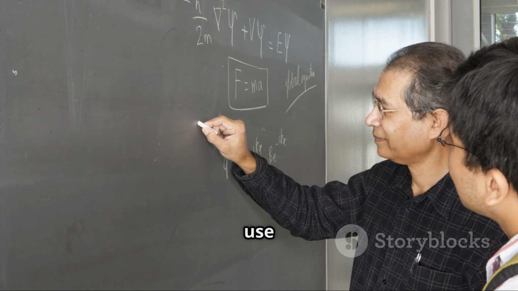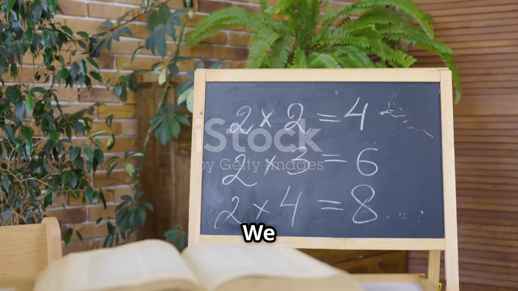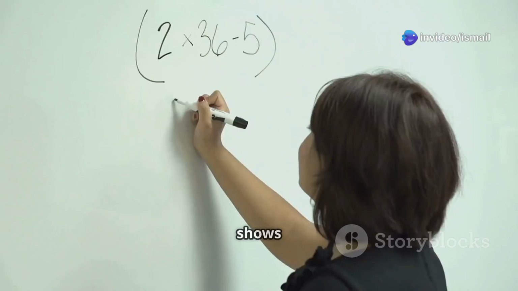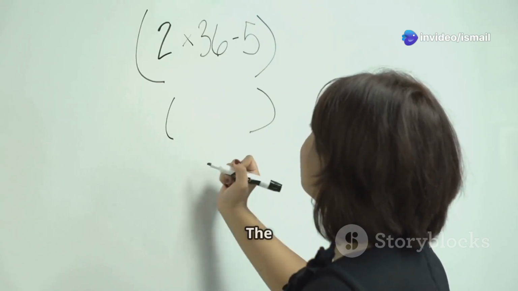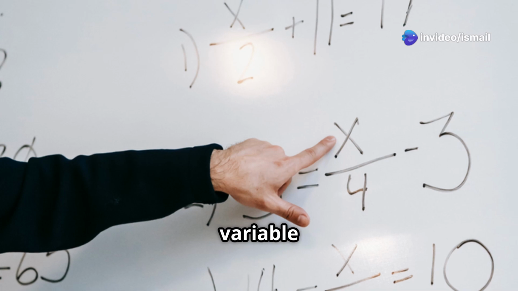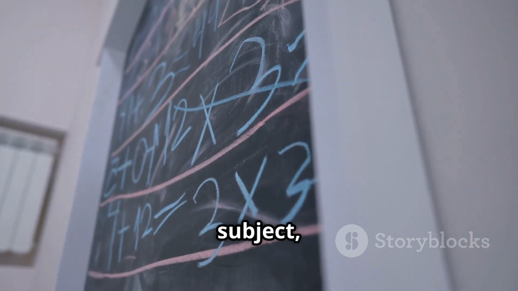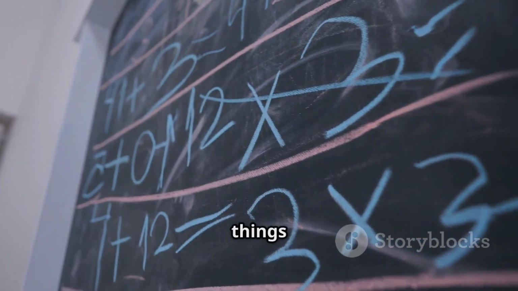In algebra, we use letters to represent unknown numbers. We call these letters variables. An equation is like a balance scale. It shows that two expressions are equal. The subject of an equation is the variable we want to isolate. It's the variable we want to solve for. To change the subject, we use basic operations to move things around.